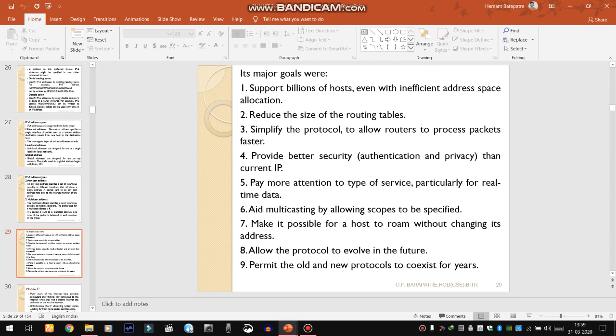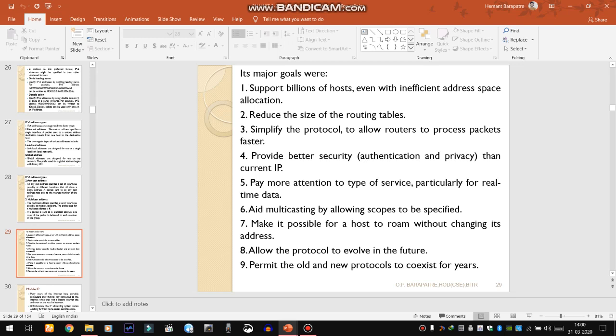Next, the characteristics of IPv6 addresses. It supports billions of hosts even with inefficient address space allocation. It reduces the size of the routing tables. We don't require large routing tables because addresses may be anycast, multicast, or unicast. It simplifies the protocol to allow routers to process packets faster. It provides better security than the current IPv4 addressing scheme. It pays more attention to types of service, particularly for real-time data. It adds multicasting by allowing scopes to be specified.